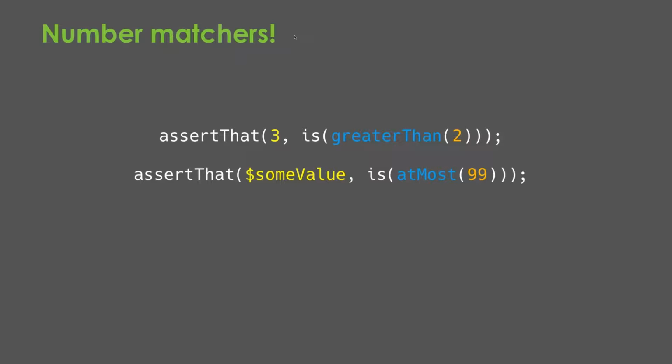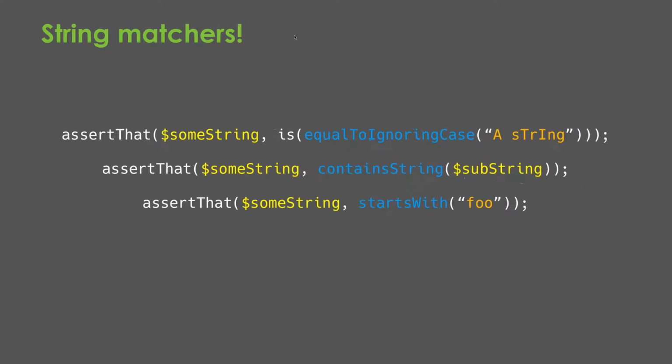They match numeric values. Assert that 3 is greater than 2, for example. Assert that some value is at most 99. There's also an at least matcher. There's all the kinds of matchers you could imagine for operating on numbers. There's a whole bunch of string matchers as well built in. Again, they do all sorts of things you'd expect string matchers to do.